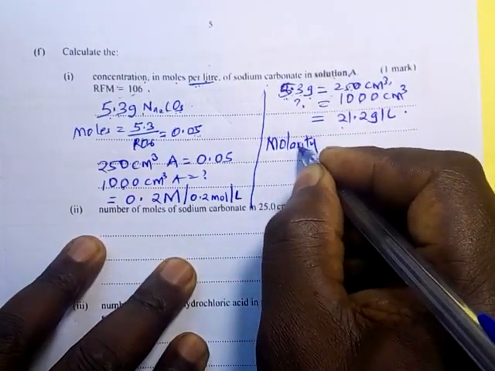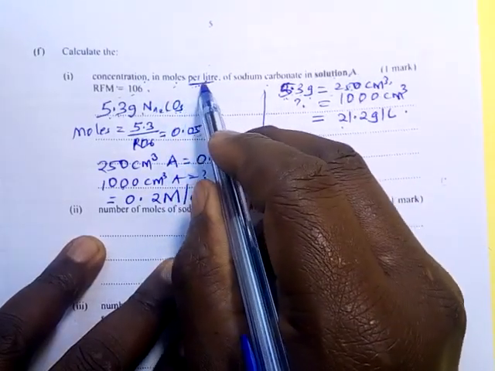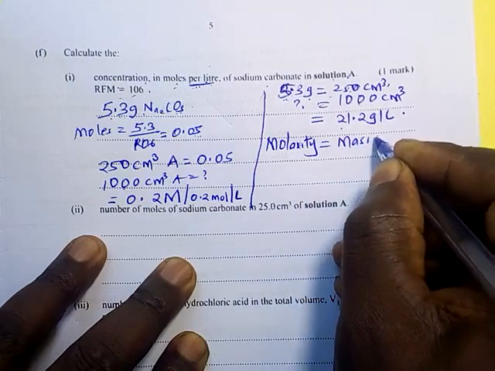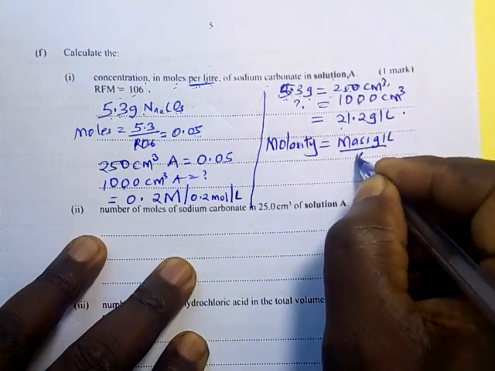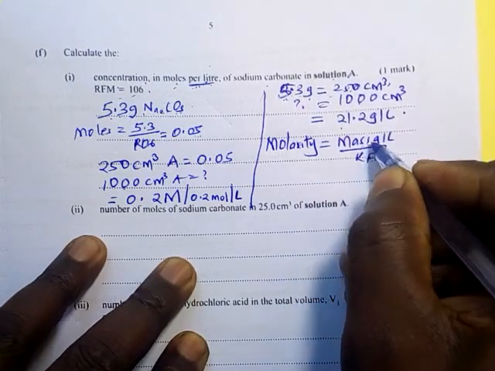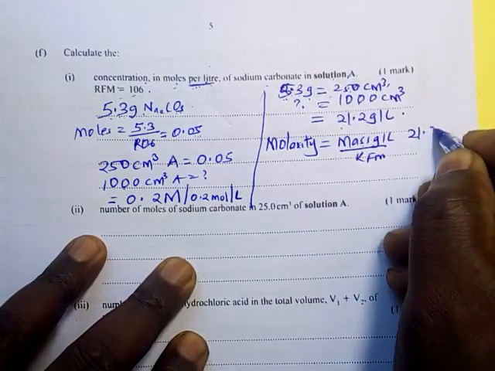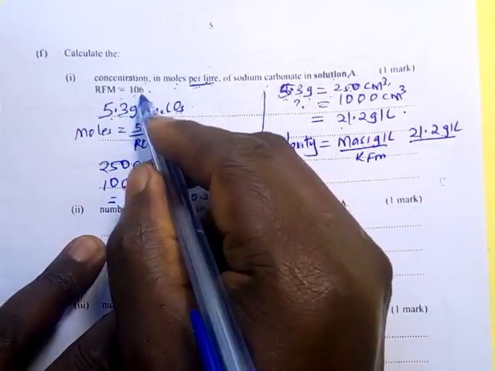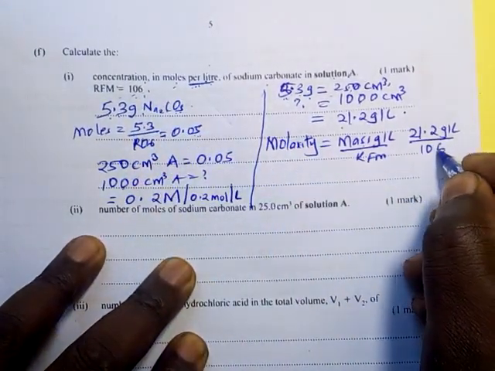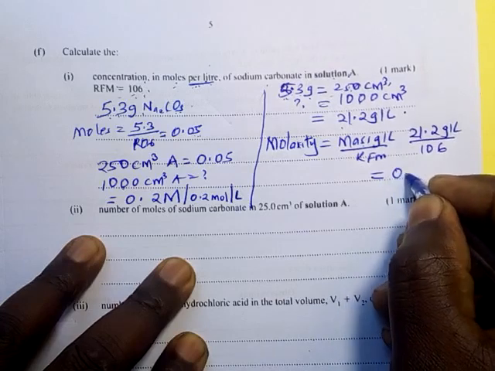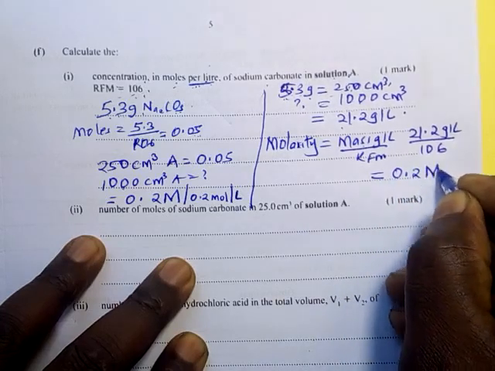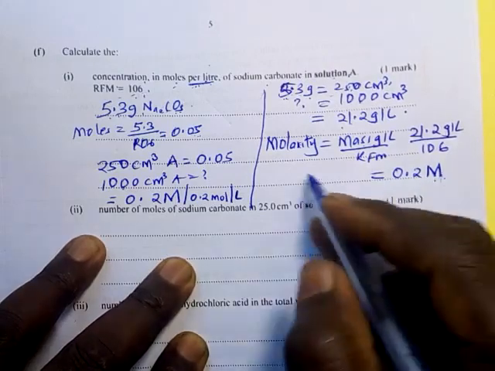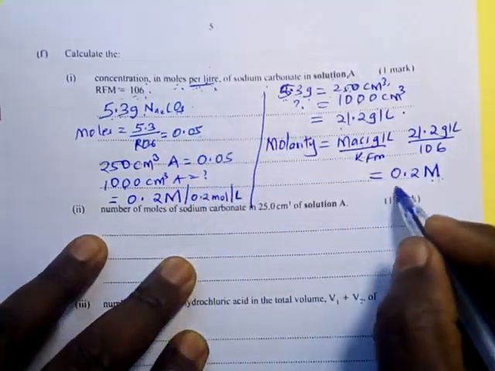We know what molarity is. Molarity is the number of moles in 1 liter. Molarity is equal to mass in grams per liter divided by RFM. We have mass in grams per liter, which is 21.2 grams per liter, and then we have RFM, 106, so 21.2 divided by 106. And this gives you 0.2 capital M. Capital M stands for molarity, which is moles in 1 liter.